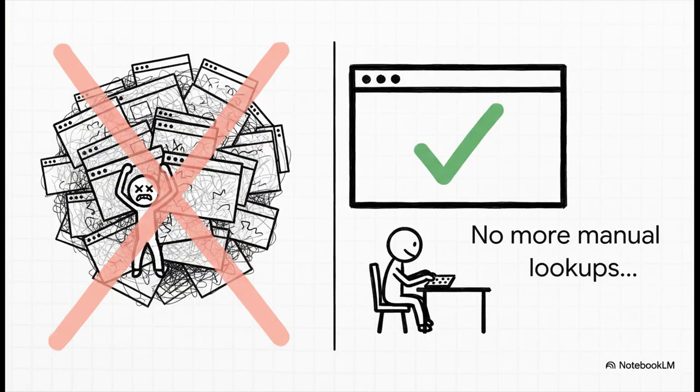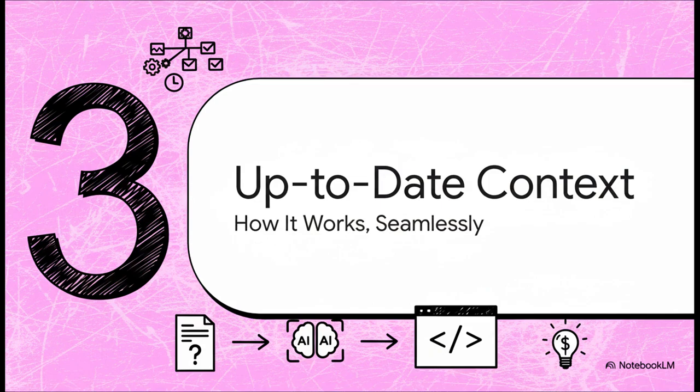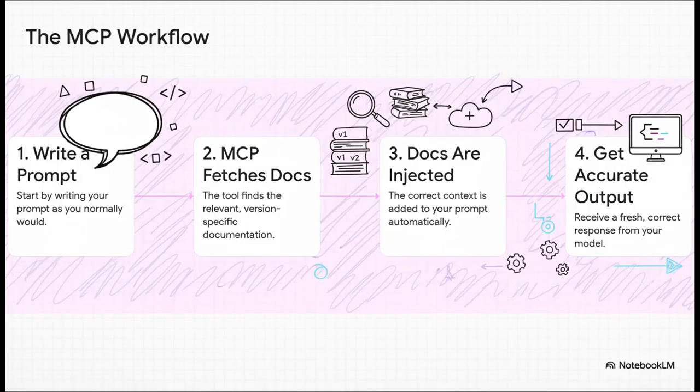And what does that really mean for you? Well, it means this. That whole tedious cycle of opening a dozen browser tabs, hunting for the right doc version, and then manually copying and pasting context into your prompt, it's just gone. The whole point is to get rid of all that friction. So you're probably wondering, how does this magic actually happen? Well, the process is surprisingly smooth and happens right behind the scenes. It really boils down to these 4 simple steps.